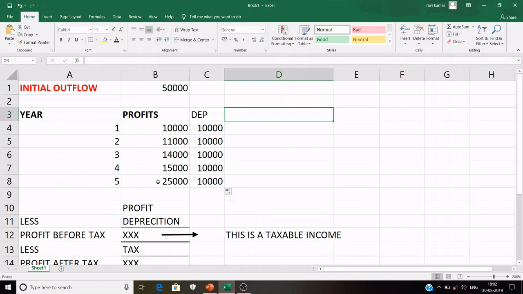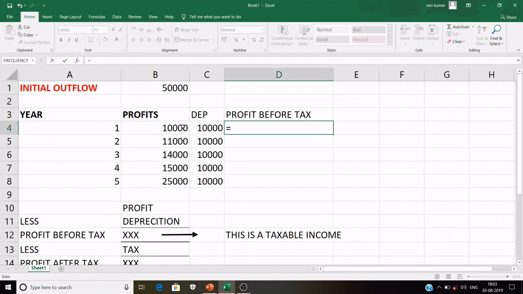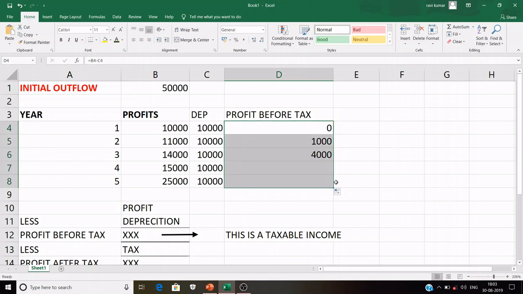Now what do we do? We'll deduct depreciation out of profit to get profit before tax. So write profit before tax. Now deduct depreciation out of profit. So select this cell minus this cell. We just need to deduct depreciation out of profit. So it will be 0 because 10 minus 10 is 0. Now I'm dragging it and the number of profit before tax will be the same.